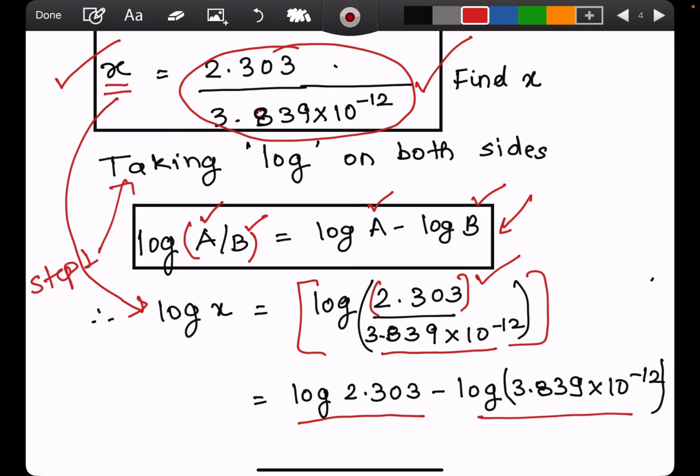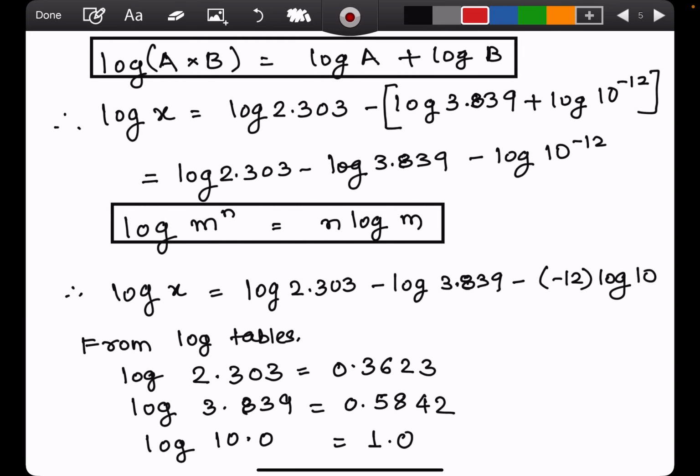So we have now the next step as log of x is equal to log of 2.303 minus log of, in the bracket, 3.839 into 10 raised to minus 12.